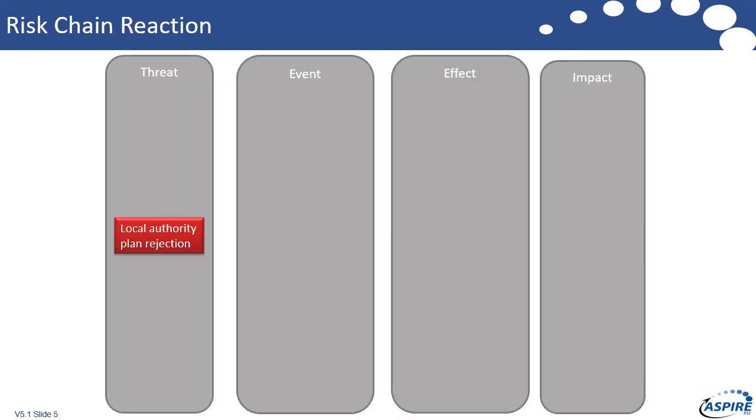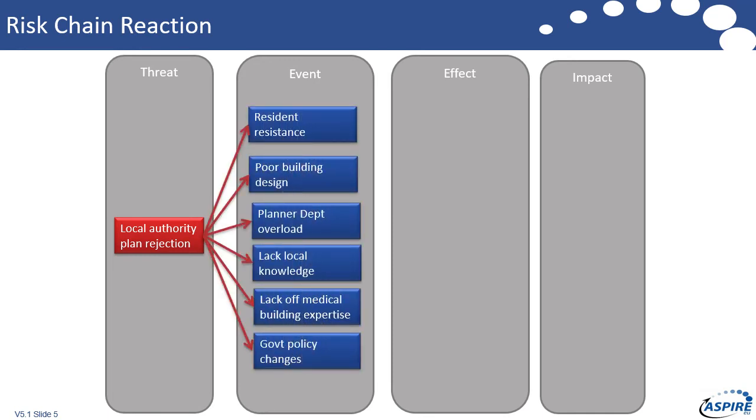Okay, let's have a little look at the concept of chain reactions in the context of risk management. So we've already talked a little bit about the difference between threat, event, effect, and impact. So let's just have a little look at, if you're involved in a construction project, or maybe let's just talk about the Nightingale case study. So the threat could be local authority planning rejection. Now, what could be the event that would cause that? And yeah, there's a myriad of events, isn't there? We could have resident resistance, poor building design, department overload, a whole myriad of events that could cause that.